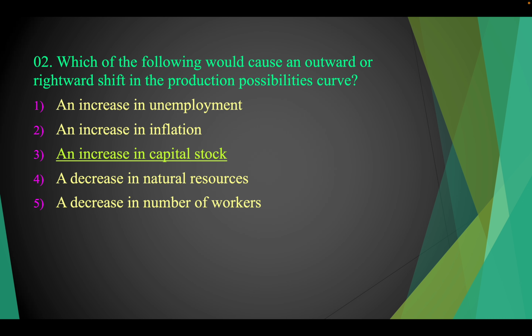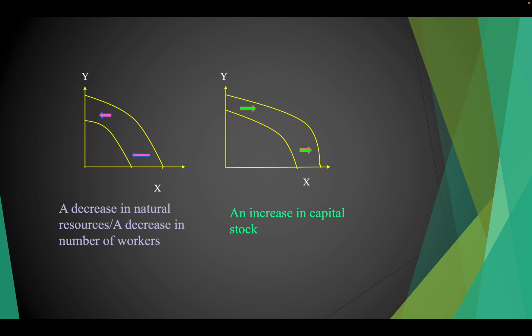Then a decrease in natural resources. A decrease in natural resources, that means resources, and also a decrease in the number of workers, that means labor, decrease can be shown by the PPC curve shifting leftward.